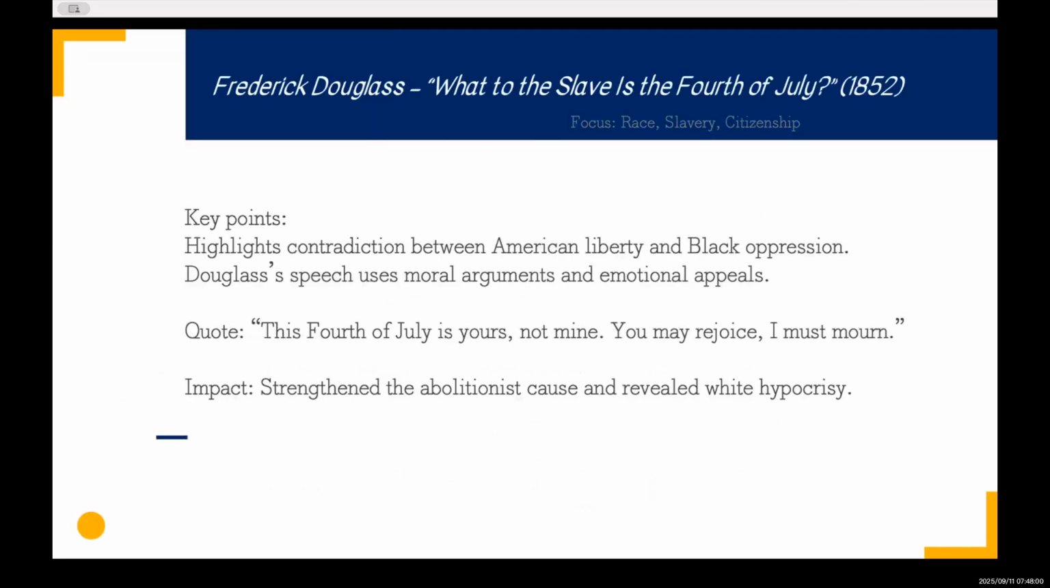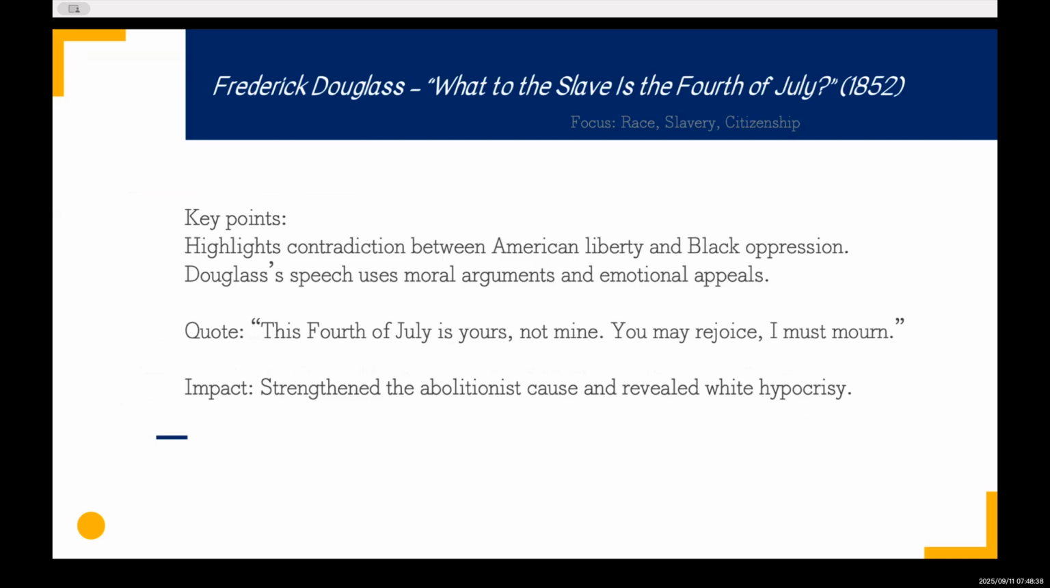Our first source is a powerful speech by Frederick Douglass, delivered in 1852. It's titled "What to the Slave is the 4th of July." Douglass, a formerly enslaved man, used this speech to highlight the hypocrisy of celebrating freedom in a nation that still allowed slavery. He asked, "This 4th of July is yours, not mine. You may rejoice, I must mourn."